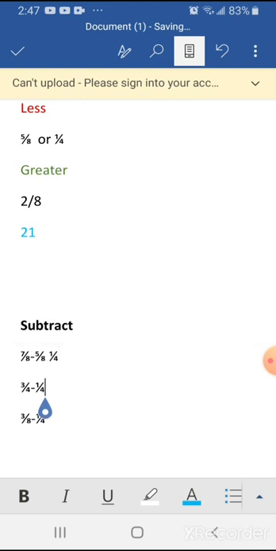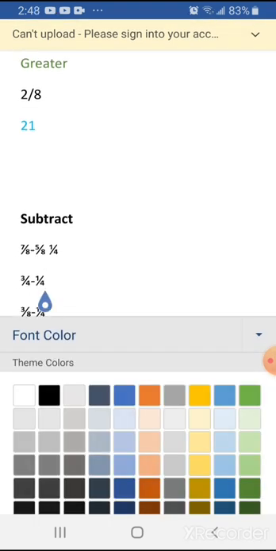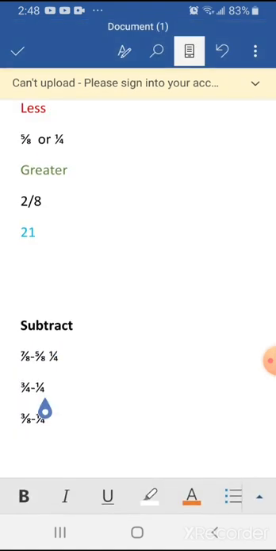Next one. Take away 1 quarter from 3 quarters. These are all simple.